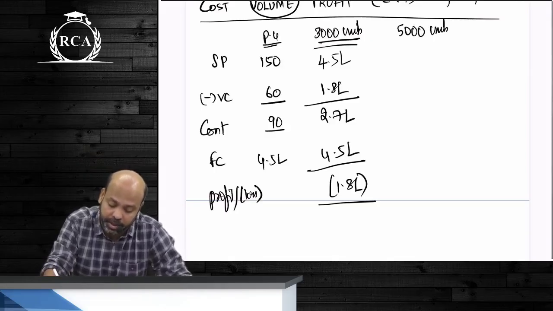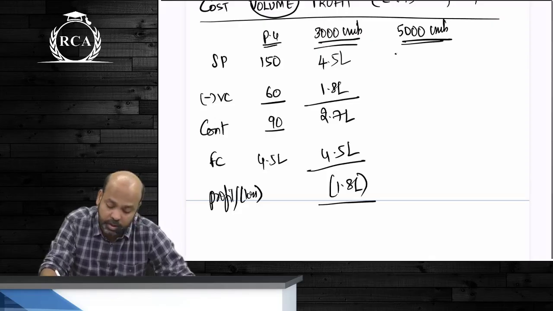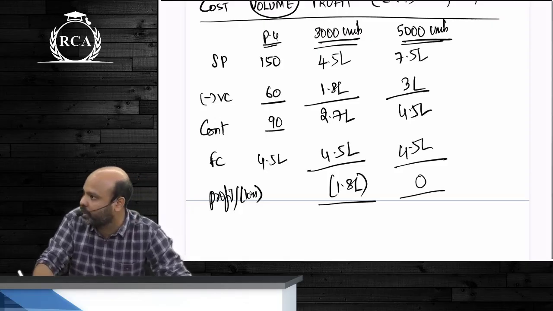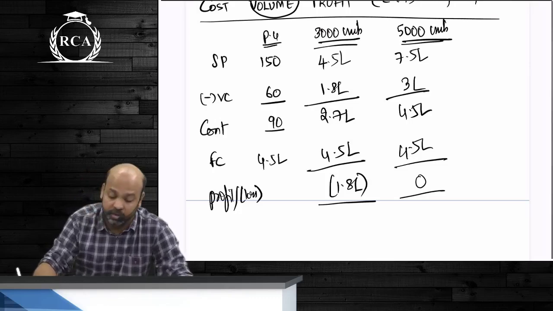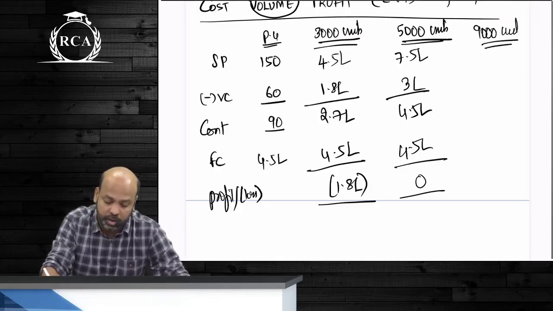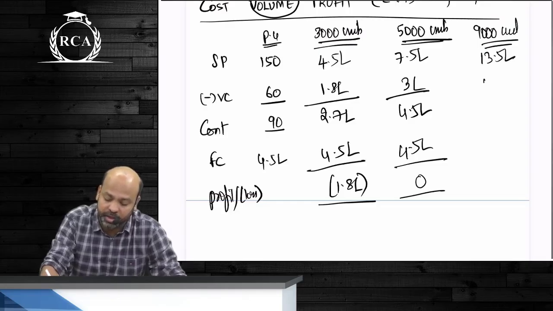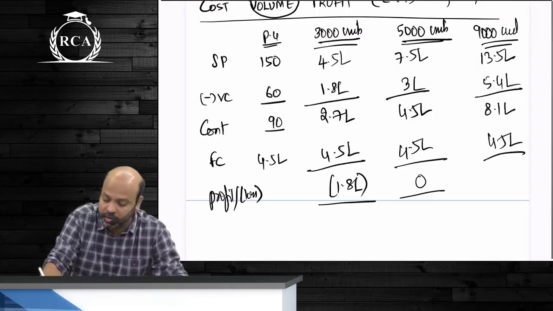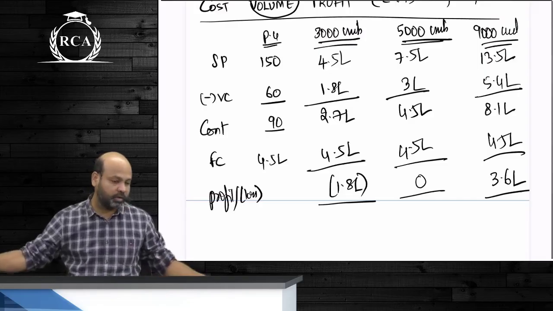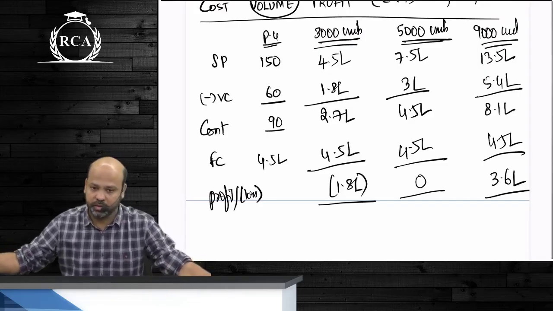If the company is operating at a volume of 5,000 units, 7,50,000, 3 lakhs, 4,50,000, 4,50,000. The amount of profit or loss would be 0. Are we clear, guys? This is called your break-even point. Very good. If the company is operating at a volume of, let's say, 9,000 units, it will be 13,50,000, 5,40,000, 8,10,000, 4,50,000, 3,60,000. So at 9,000 units, they're going to make a profit of 3,60,000.